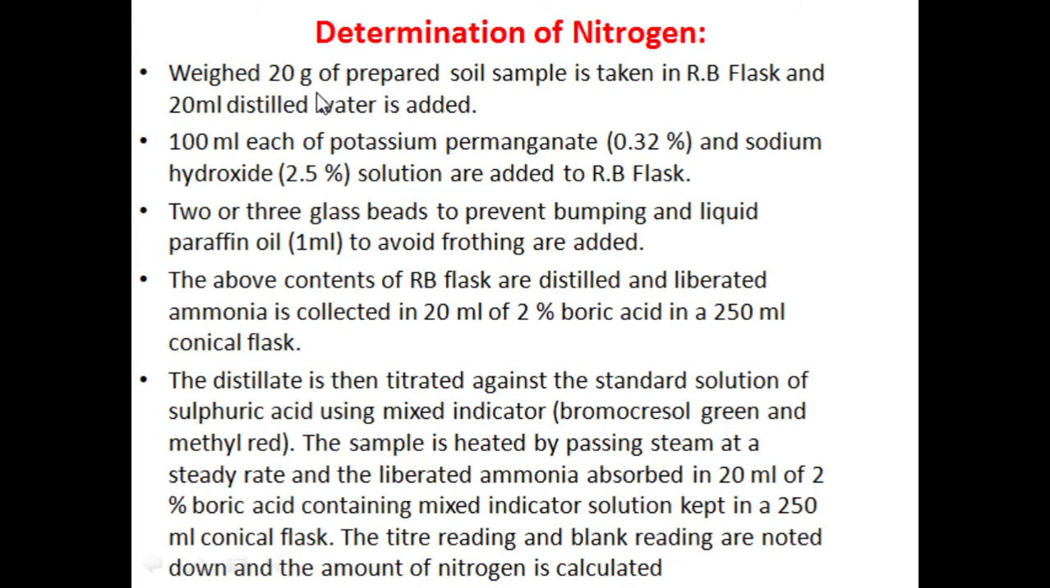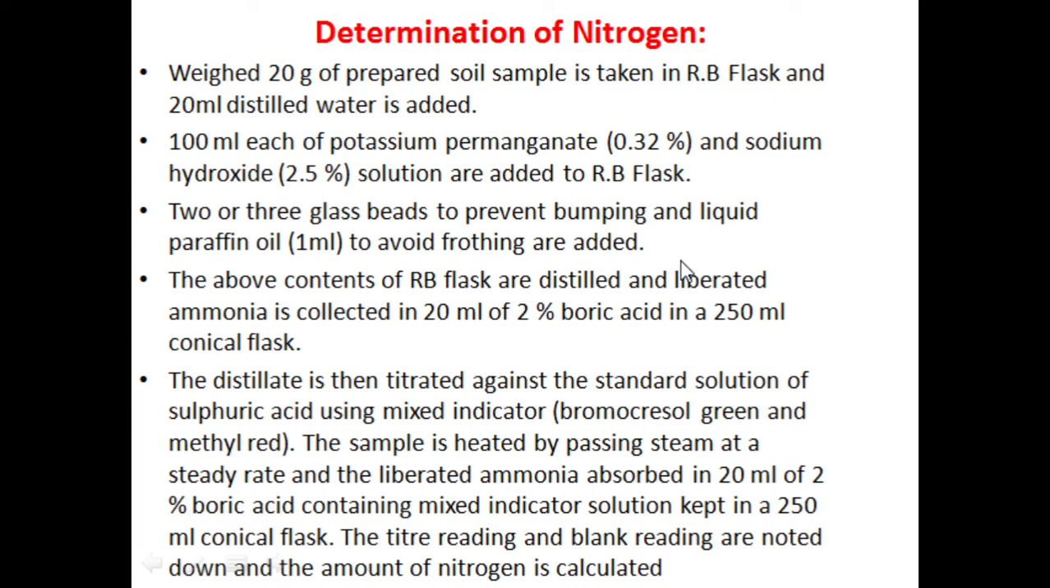Now 20 gram of that soil is taken in a round bottom flask. RB flask means round bottom flask, and 20 ml distilled water is added. Okay, 100 ml each of potassium permanganate, for 20 gram of the soil. So 100 ml of potassium permanganate 0.32% and sodium hydroxide 2.5%. So that will be the alkaline potassium permanganate as an oxidizing agent. They are added into the RB flask containing soil sample and distilled water. 2 or 3 glass beads are added to prevent the bumping, and liquid paraffin oil is added to avoid frothing.